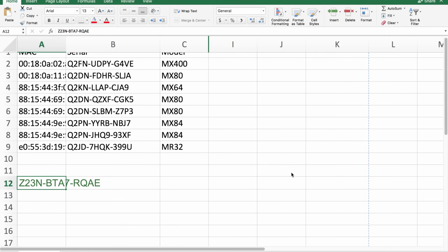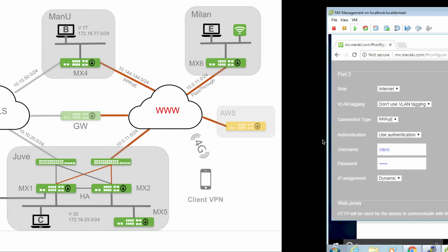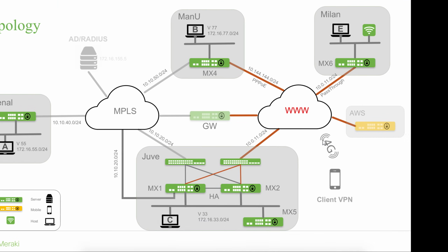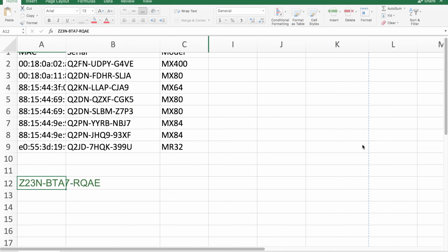Okay, great. So we got the devices up and running. I now have Juventus, Man United and Arsenal up. Now I need to quickly do Milan, but bear in mind Milan here is a bit different, because we said we want to configure this MX in pass-through mode. So we will configure this one in pass-through mode.